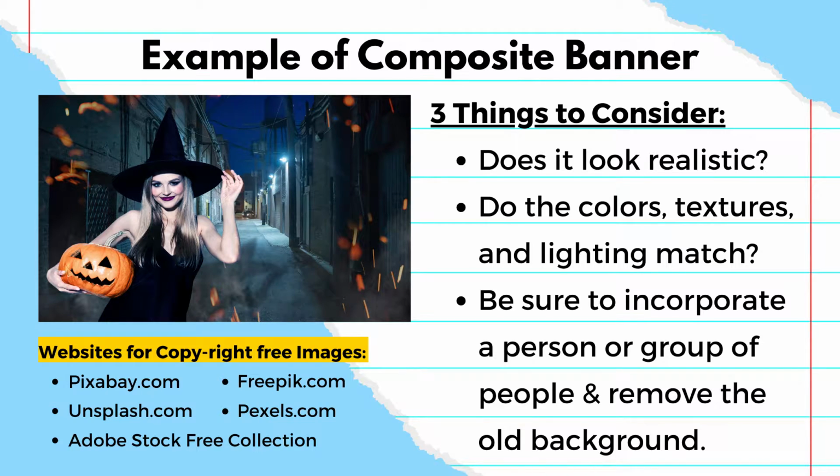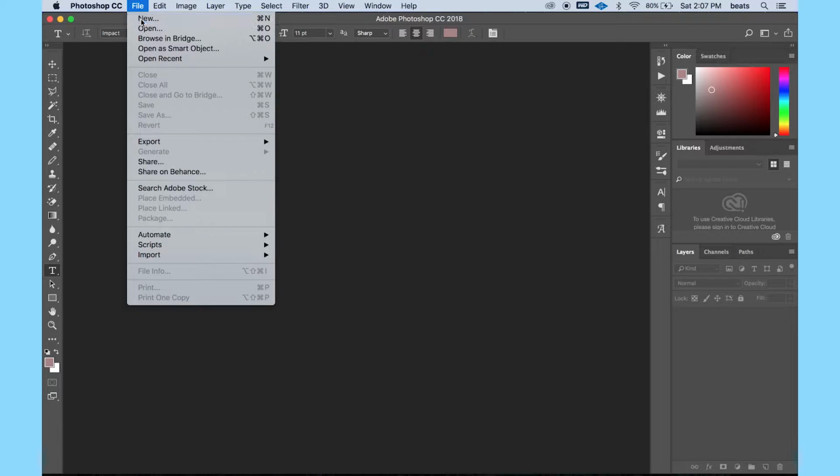Here's an example of a composite banner and we have 3 things to consider. Does it look realistic? Do the colors, textures, and lighting match? And make sure to incorporate a person or group of people, and when you do so, remember to remove the background. I'm going to take some photos that I got from the copyright-free image websites. Now, let's go ahead and get started.